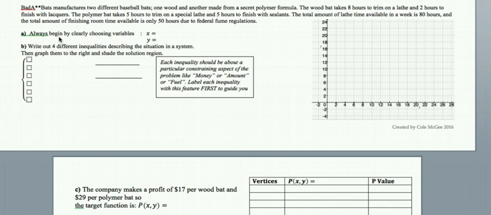So first, you always want to begin by choosing variables clearly. So what are the things that are changing in the situation? What are the things that you, as the bat company, have control over in terms of the manufacturing process? Well, I think that you have control over how many wood bats you're shooting for, and you have control over how many polymer bats that you try to make in a week. This looks like it's just 1 week, yeah.